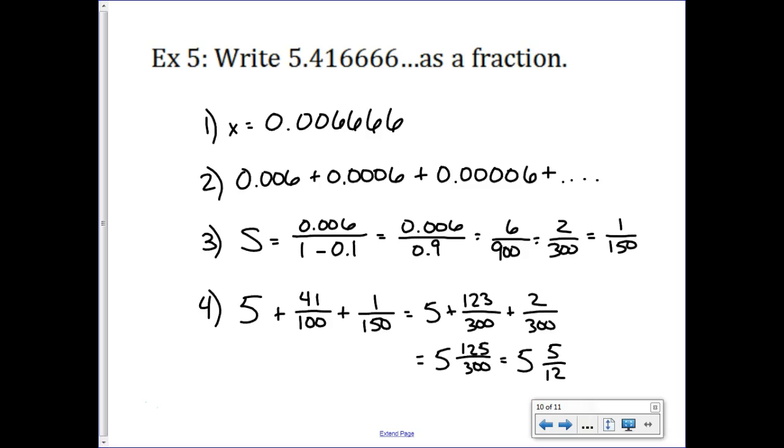Remember to take that back to a mixed number. We multiply the denominator by that whole number 5. So 12 times 5 is 60 plus the 5 parts. So we get 65 over 12. Either one of these would be an okay answer. So that's how to show all of the work to write a repeating decimal as a fraction. You put 65 over 12 in your calculator, you will get that decimal back out.